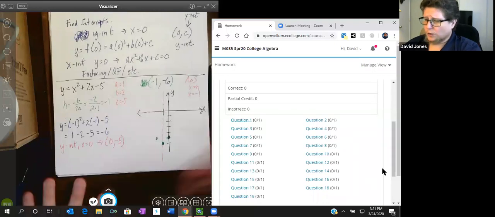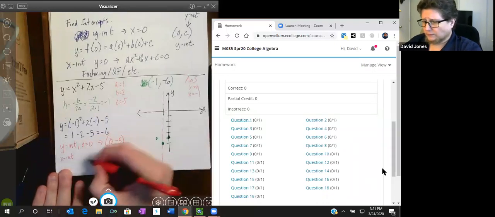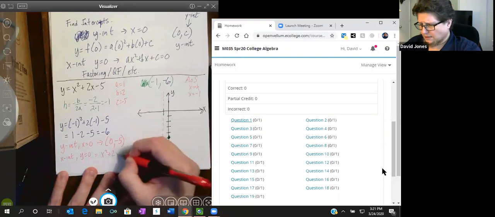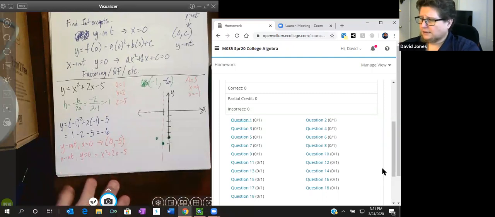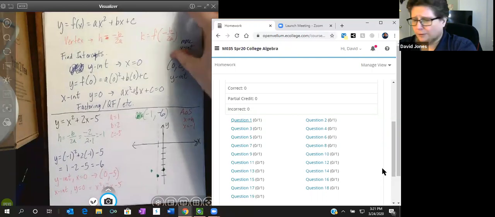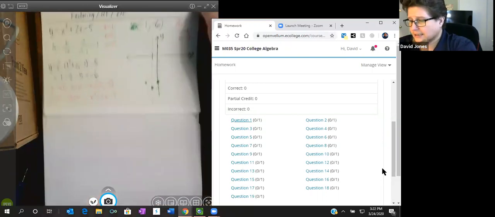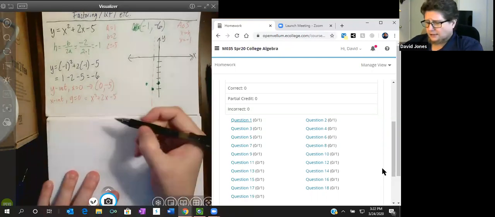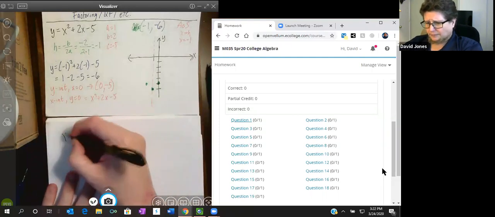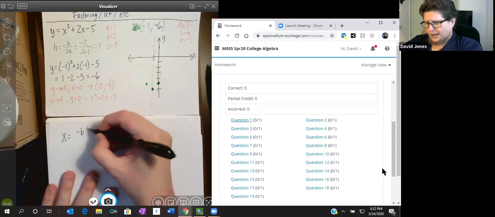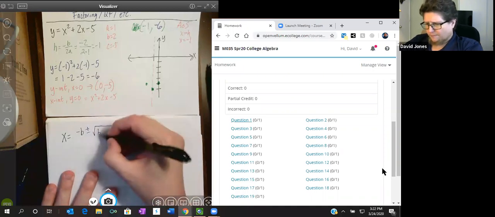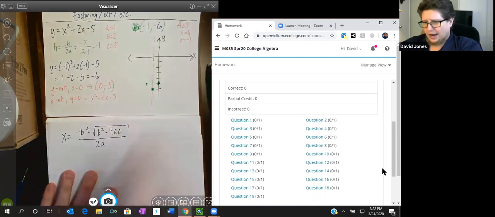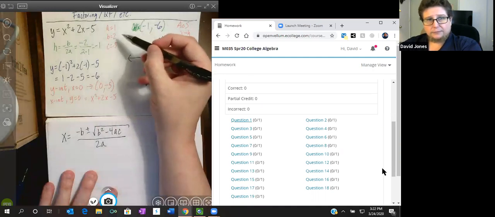So the x-intercept is when y equals 0. This looks like I'm going to need the quadratic formula, so I'm going to pull down the next sheet and work on that there. This does not look like it factors to me. So what is the quadratic formula? Negative b plus or minus the square root of b squared minus 4ac all over 2a. Our a, b, and c have not changed. Okay? Same a, b, and c.